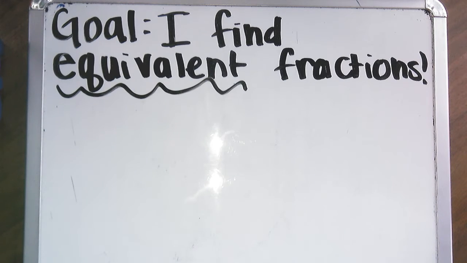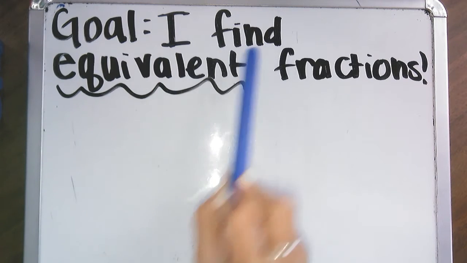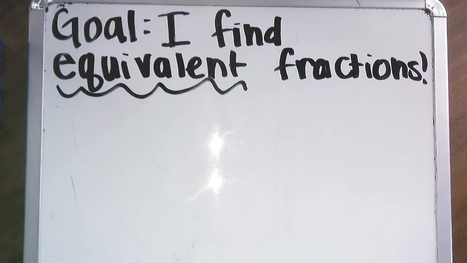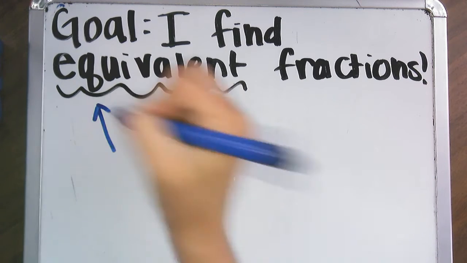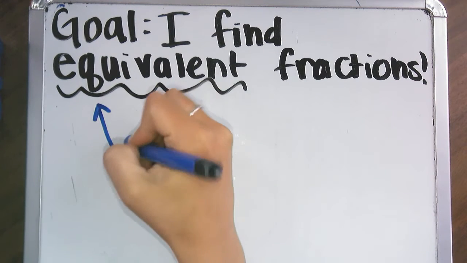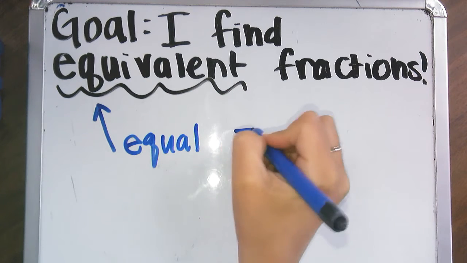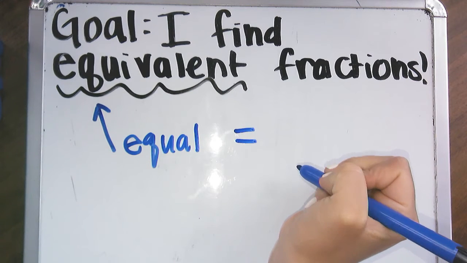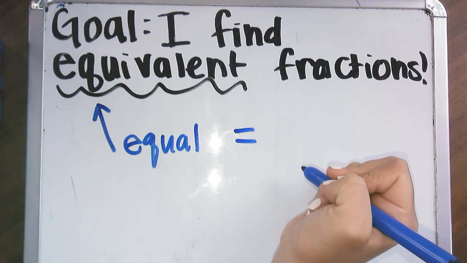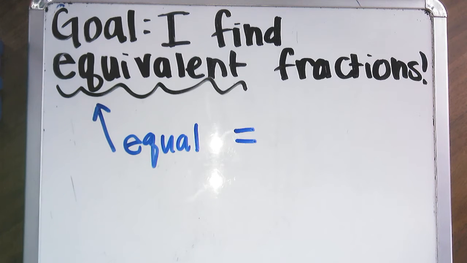Our goal today is to find equivalent fractions. Within this word equivalent, we see part of a word that we already know, equal. So we are looking for fractions that are equal to each other. And we're going to do that in a few ways today. One is going to be visually, one is by creating them, and then we're actually going to do that in a third way, and that'll be multiplying.